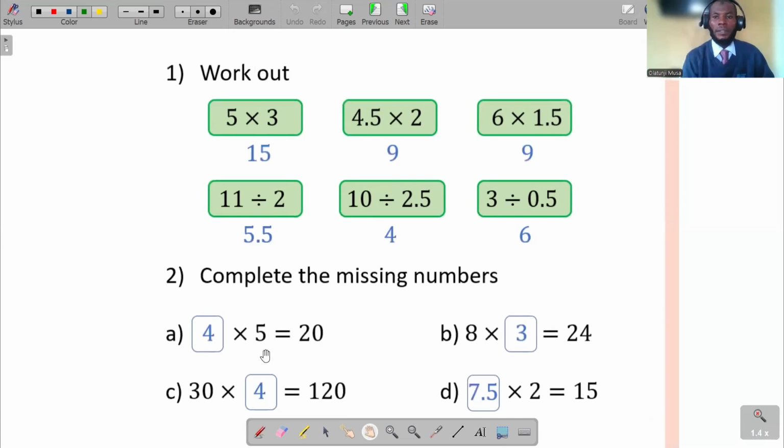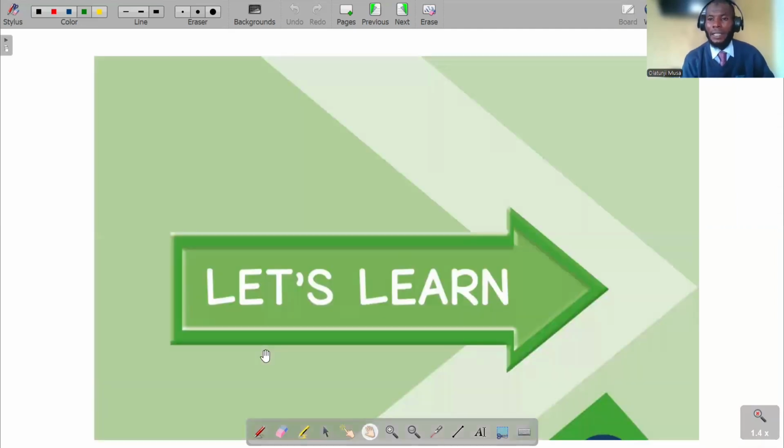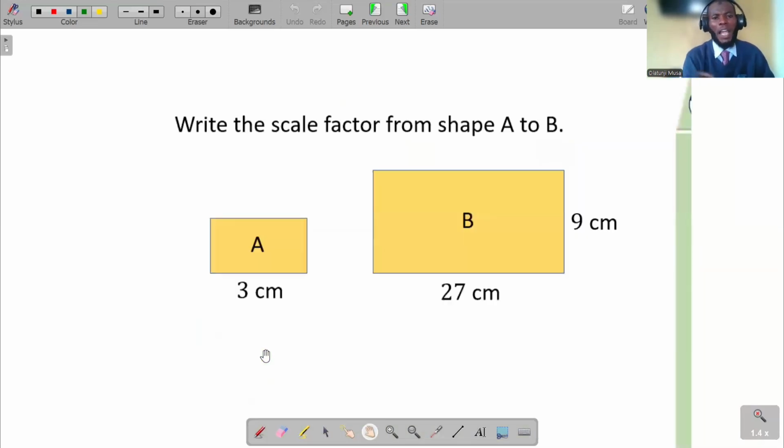All right. The answer to the first one, 15. The second one, 9. The third one, 9. The fourth one, 5.5. The fifth one, 4, and the last, 6. That's correct. Perfect. Today we'll be learning about enlargement.